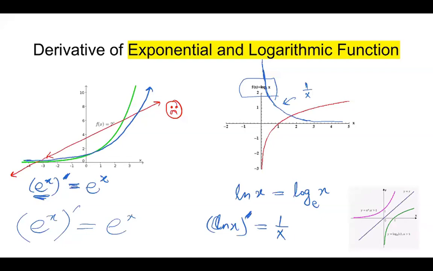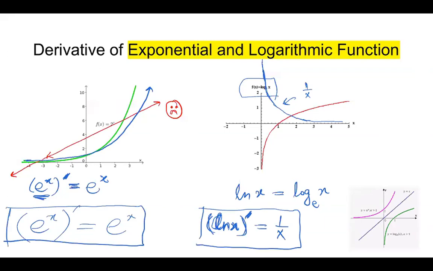But if it is not ln x, if it is log x, then the derivative is a bit different. I'm simply focusing on the ln, the natural log, or e to the power x. As you can see here, whenever you have e to the power x, the derivative is itself. If you have ln x, the derivative is 1 over x.